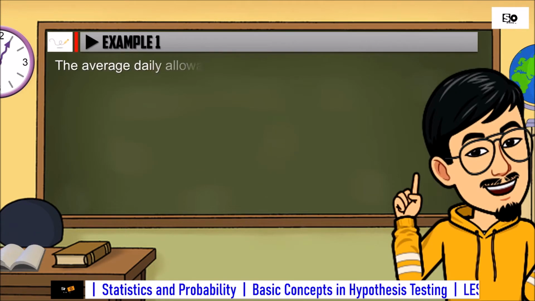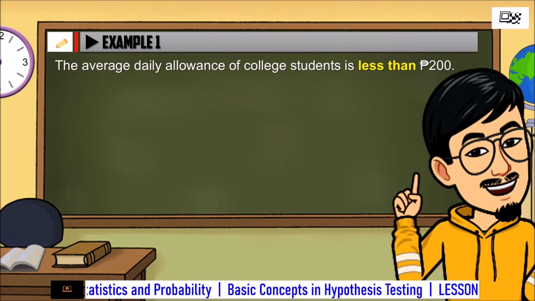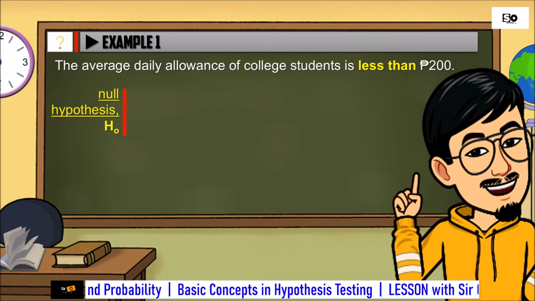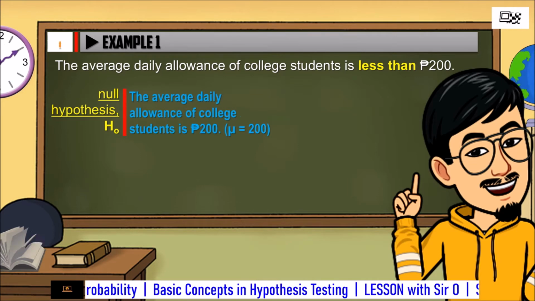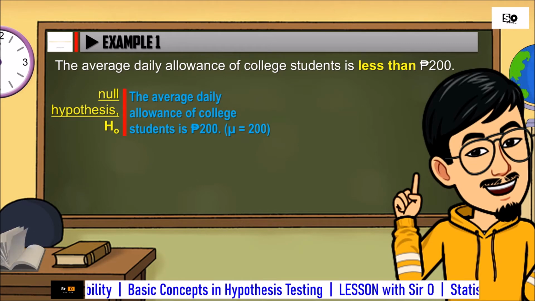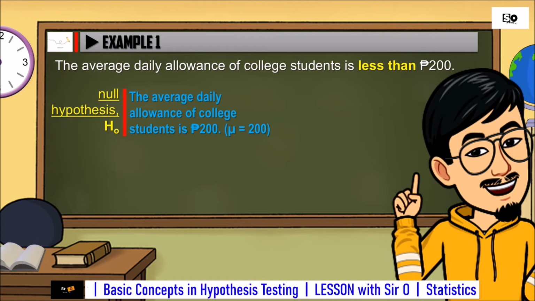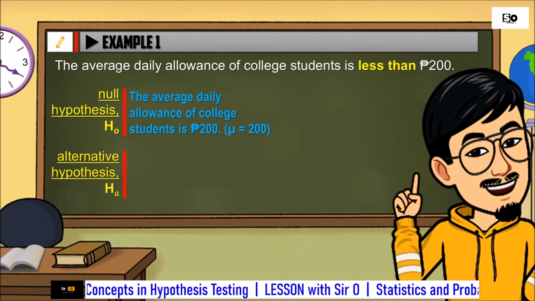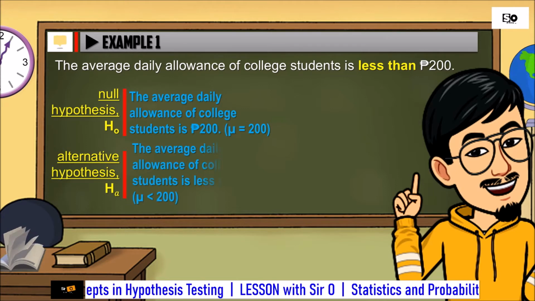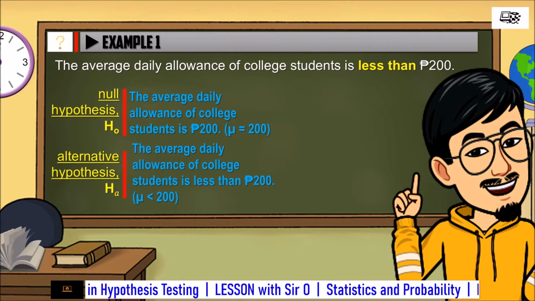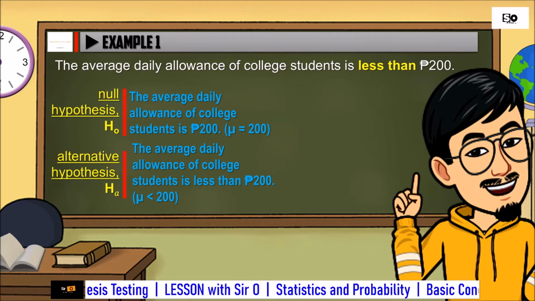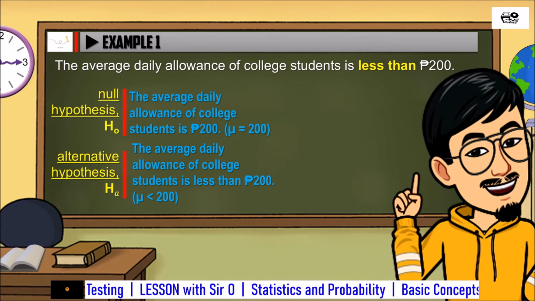Sample number 1. The average daily allowance of a college student is less than 200 pesos. Null hypothesis: the average daily allowance of a college student is 200 pesos, mean is equal to 200. Alternative hypothesis: the average daily allowance of a college student is less than 200 pesos, mean is less than 200.